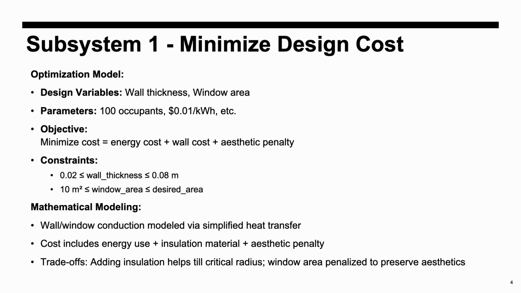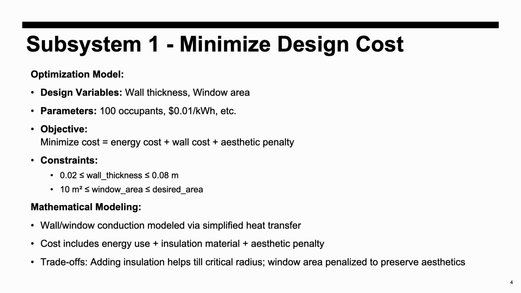In Subsystem 1, the goal is to minimize design cost. Our design variables are wall thickness and window area. The cost function includes the energy consumption cost, cost of wall material, and an aesthetic penalty for deviation from the desired window area. Constraints ensure the wall thickness is between 0.02 and 0.08 meters and the window area stays above 10 square meters, but below the desired value.